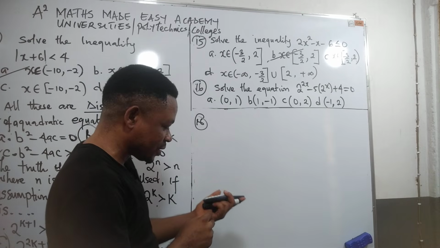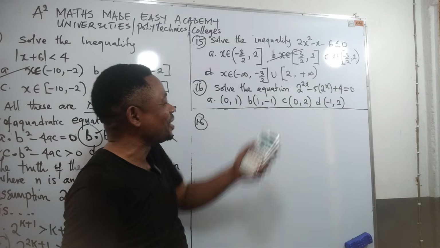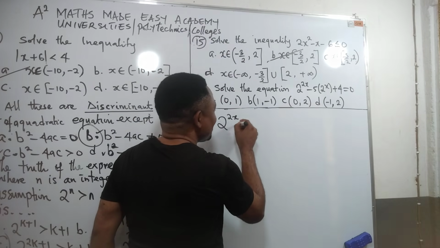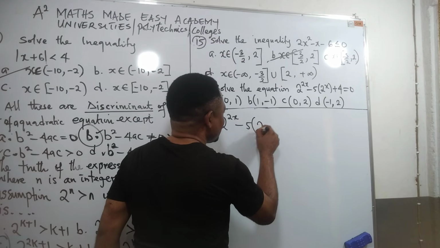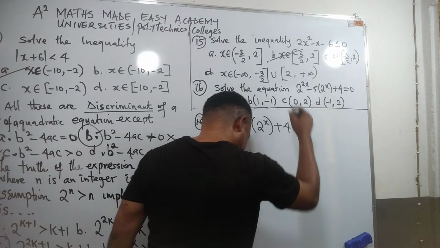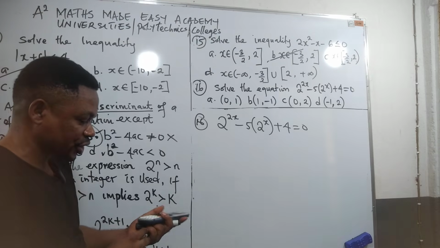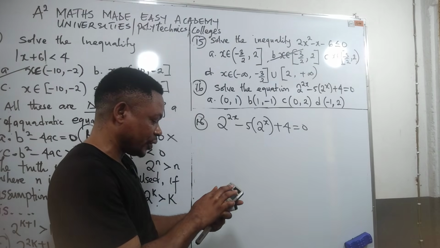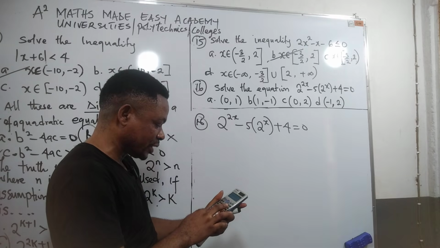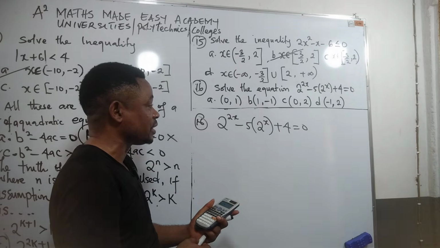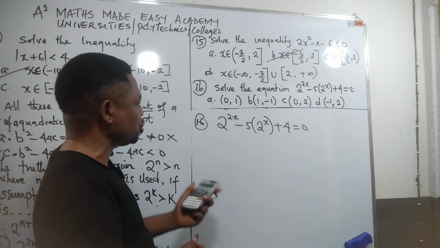Number 16 says, solve the equation 2 raised to power 2x minus 5 open bracket 2 raised to power x plus 4 close bracket equal to 0. Now this is indices that lead to a quadratic equation, and this one also has a step of solving it. Am I communicating?